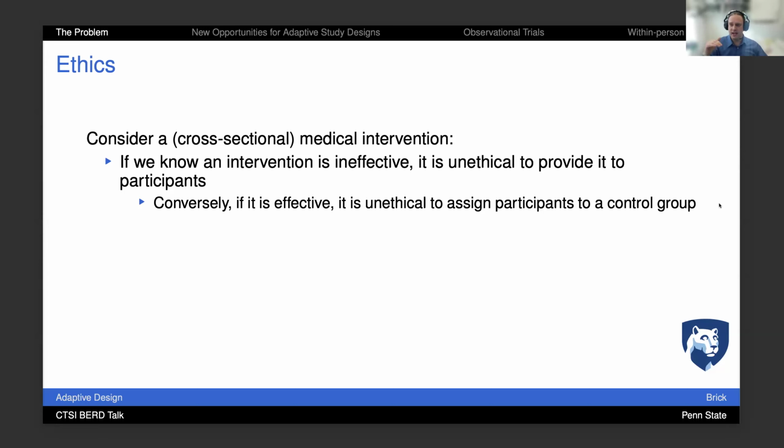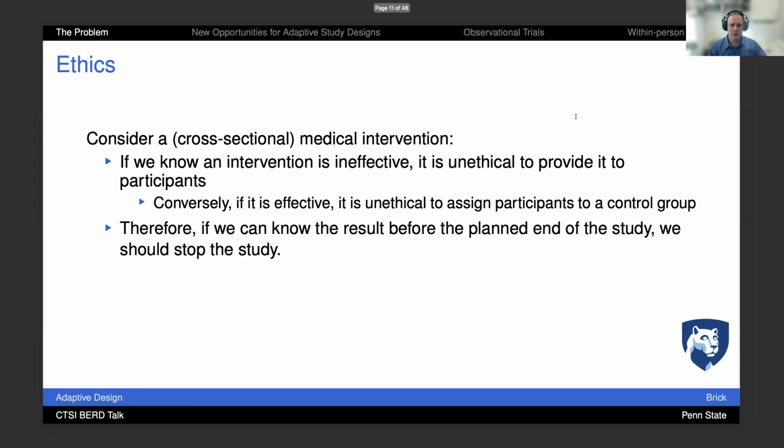On the flip side, if it turns out our intervention is really effective, then we're in the opposite situation where putting people in the control group is unethical. And again, if we knew beforehand that our treatment was much, much better than the standard of care, we would be telling everybody to use it. But we don't know that along the way.